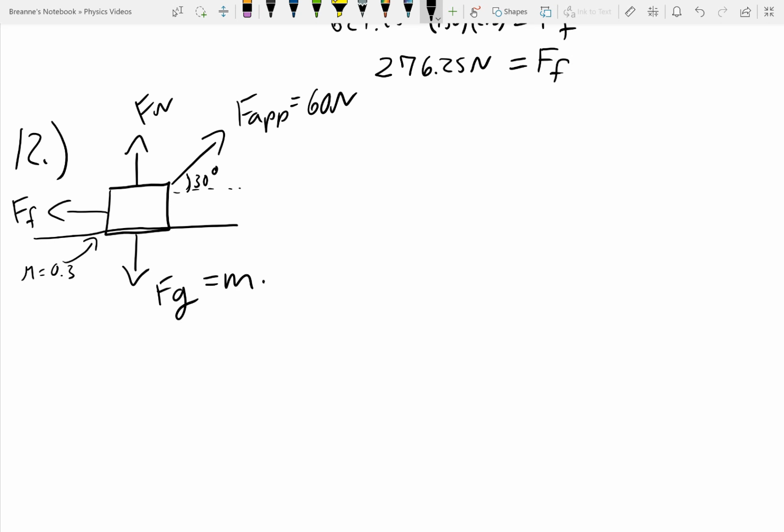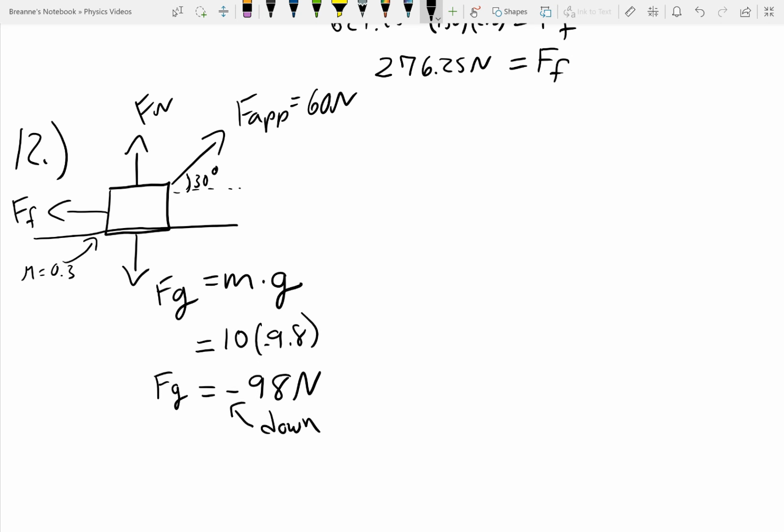Your force of gravity is just mass times acceleration due to gravity. Your mass of this block is 10, times negative 9.8. So you get a negative 98. Remember that negative just means it's going down, okay? All that means is it's going down.